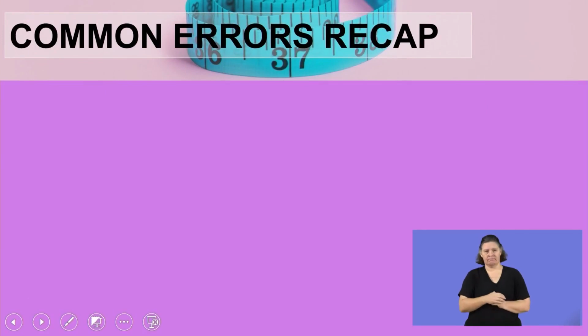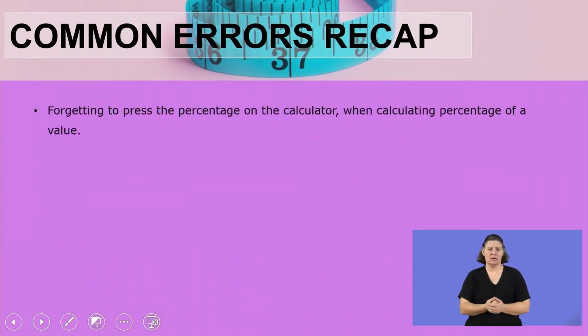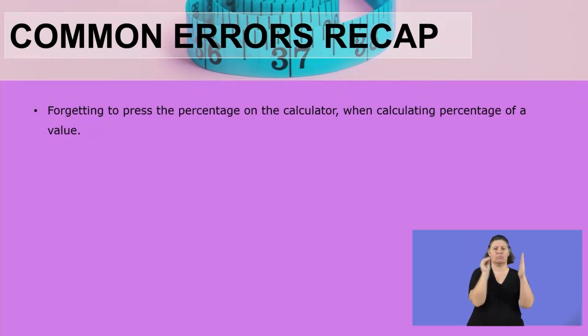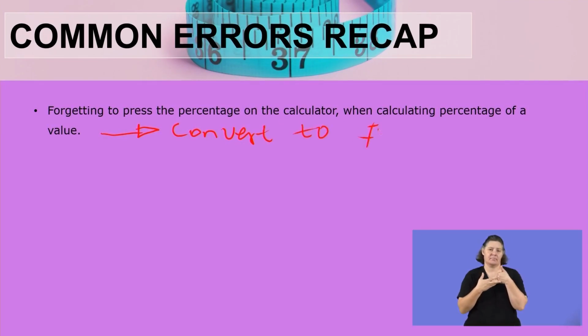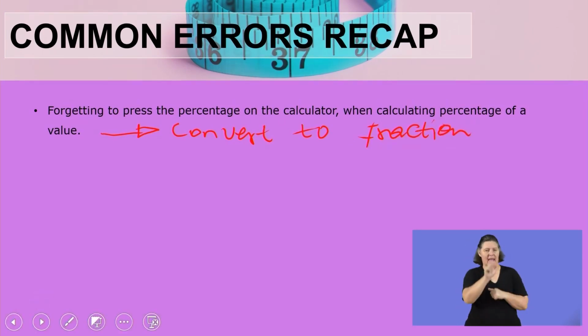And then now let us have a look at the common errors. The first common error: forgetting to press the percentage sign on the calculator when calculating a percentage of a value. Take note that when you calculate and you don't press the percentage sign, the answer you get is not accurate. To close this gap, we say always make sure that whatever you are calculating, if you are given a percentage, you convert your percentage to a fraction. This will help us not to forget to press the percentage sign.